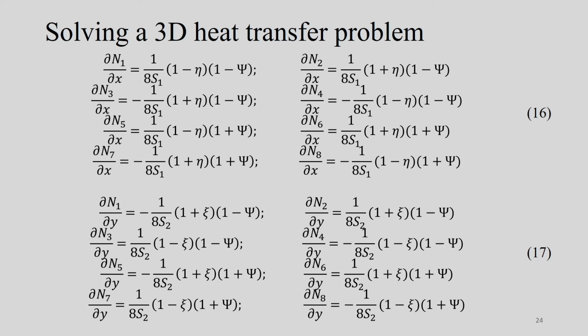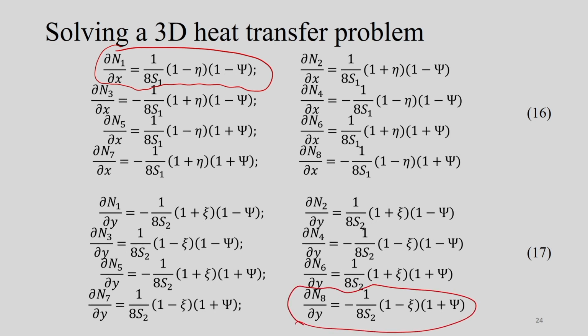Take one example, simply del N1 by del x. If you see this particular expression, it represents 1 by 8 s1 times (1 minus eta) times (1 minus psi). Similarly, you can put any other one, for example the last one, del N8 by del y, which is minus 1 by 8 s2 times (1 plus xi) and (1 plus psi). So, all these expressions can be seen in terms of s1, s2, the edge lengths, and the local coordinate system, and we can represent the shape functions as well.